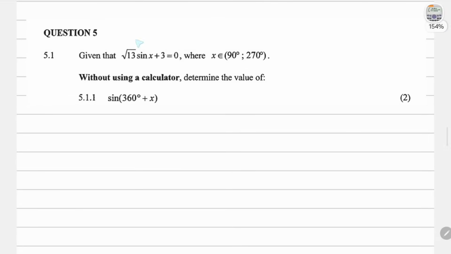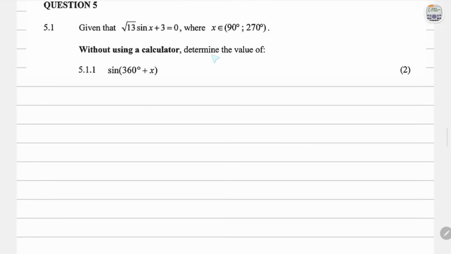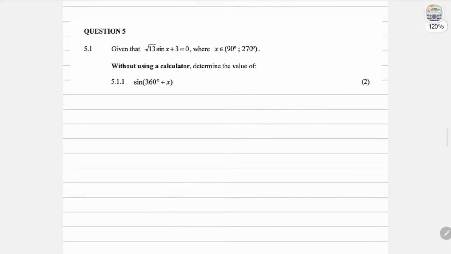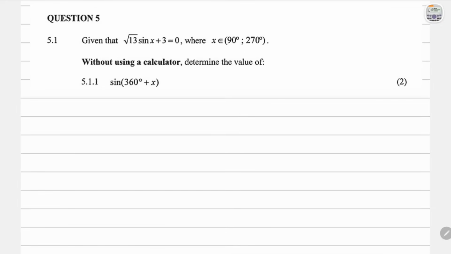Question 5.1 says, given the square root of 13 sine x plus 3 is equal to 0, where x is an element of 90 degrees to 270 degrees. Without using a calculator, we need to determine the value of sine of 360 degrees plus x. So with the information they've given us, we can draw a diagram.